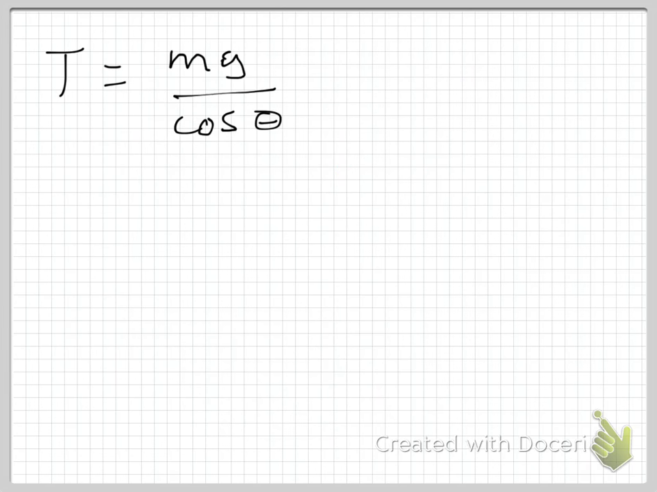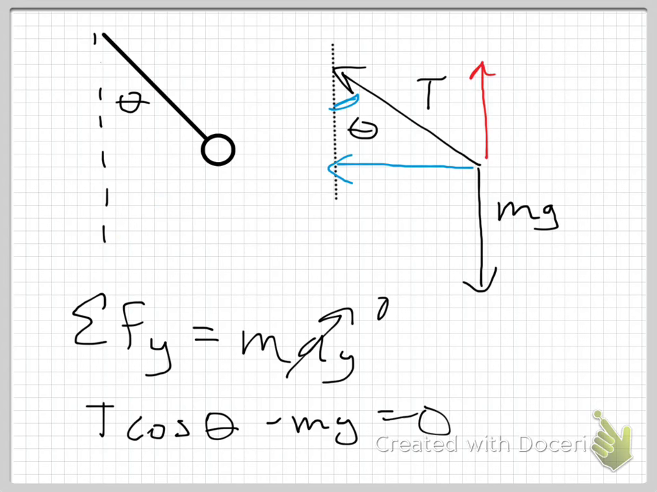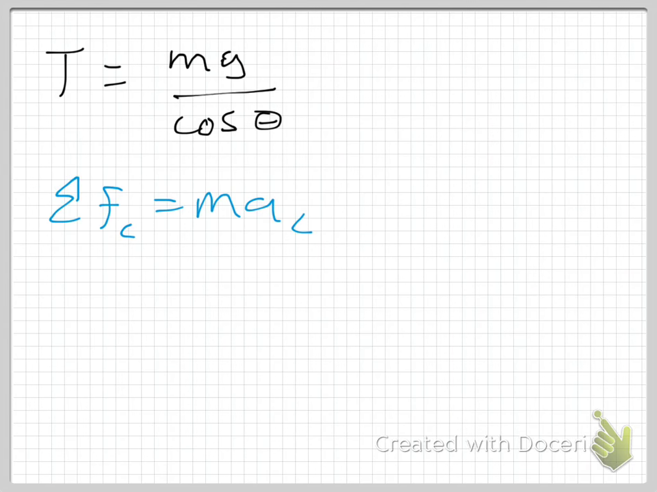Sum of the forces in the centripetal direction is equal to m a centripetal. The only force I have in that direction, since gravity's all up and down, is T sine theta. T sine theta is equal to m times a centripetal, which is v squared over r.